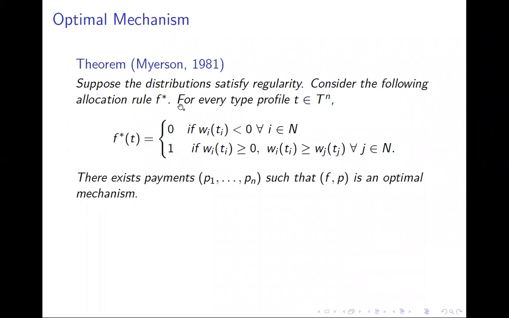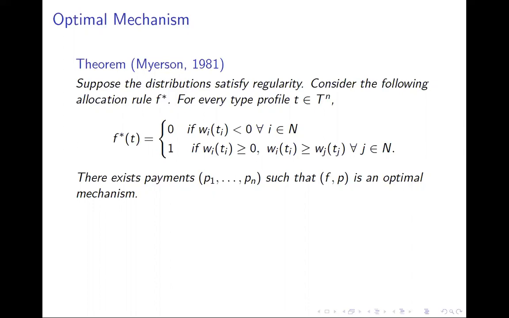So first thing, as we argued, this allocation rule is not only non-decreasing in expectation, but also non-decreasing. So in fact, we can construct payments such that it will be a DSIC mechanism. Okay. And because it's non-decreasing, we can always construct payments so that (f*, p) is an optimal mechanism.